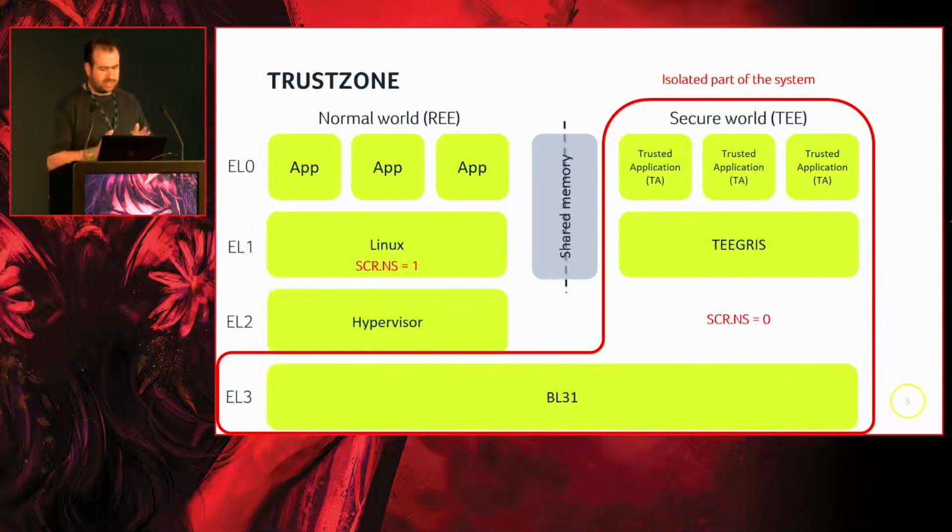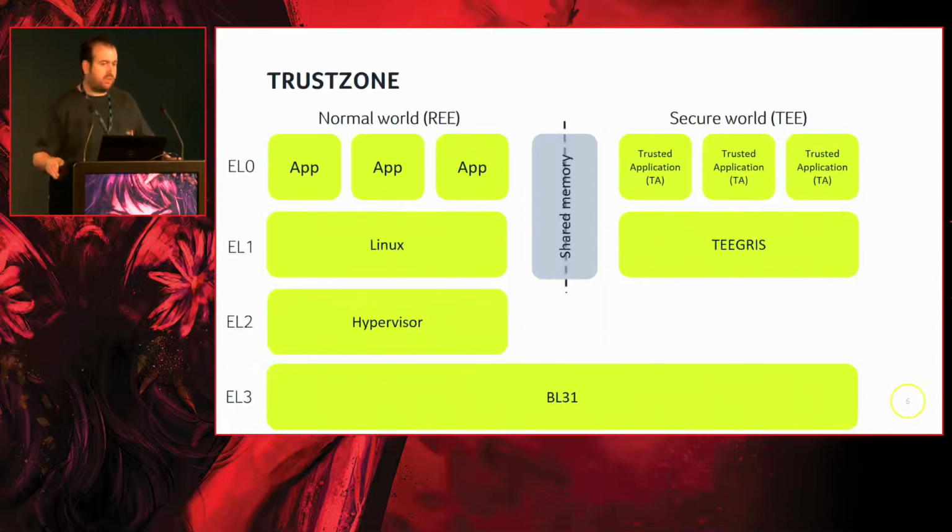We see that the secure world is an isolated part of the system, so it has the SCR NS bit set to 0, NS meaning non-secure, which means if the secure world performs operations over secure memory or secure peripherals, they will be allowed. And if instead these operations come from the normal world, which has the NS bit set to 1, these will be blocked.